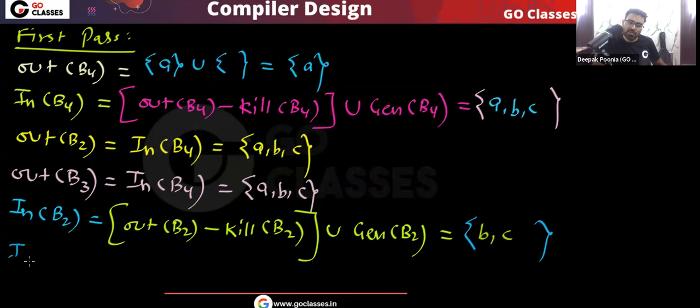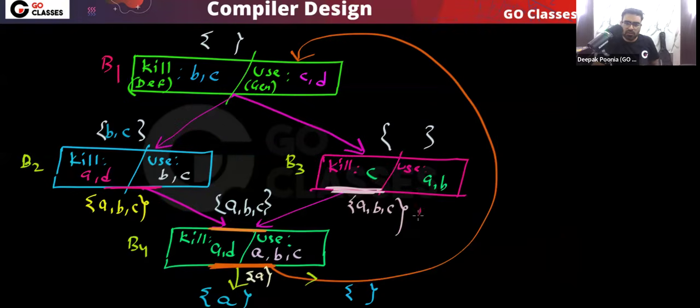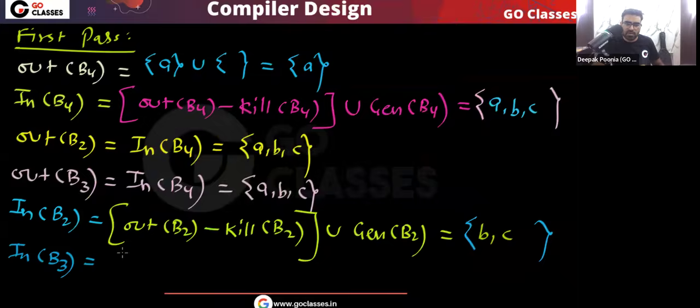Now you calculate what will be in of B3. Let's calculate in of B3. The same formula. From out of B3, you will remove kill of B3, then you will take union with gen of B3. So remember, from this ABC, first you kill C. C will be killed. Then you generate AB. So that will be simply AB.